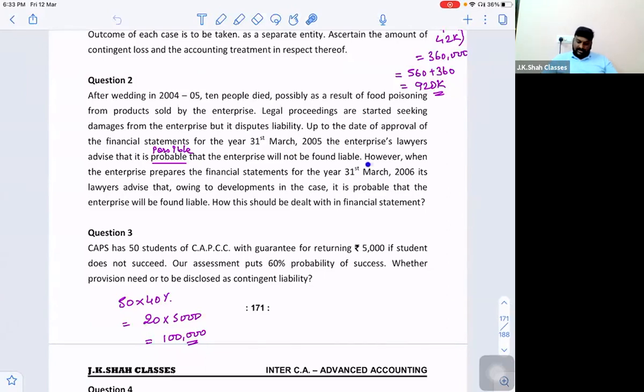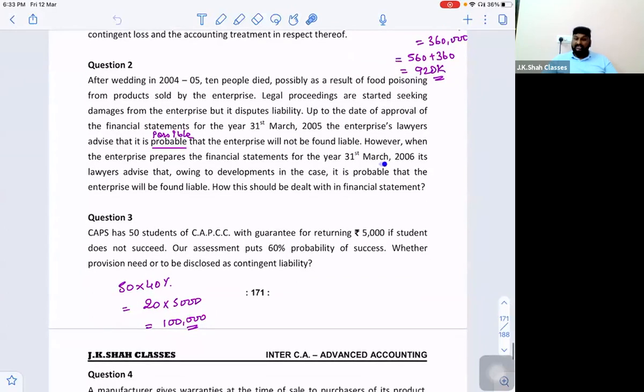However, when the enterprise prepares the financial statements for 31st March 2006, its lawyer advises that owing to the development in the case, it is probable that the enterprise will now be found liable. So if it is probable that you are going to be found liable, then as on 31st March 2006, the enterprise should not show it as a contingency anymore. Rather, it should create a provision for the loss by reliably estimating the loss figure.